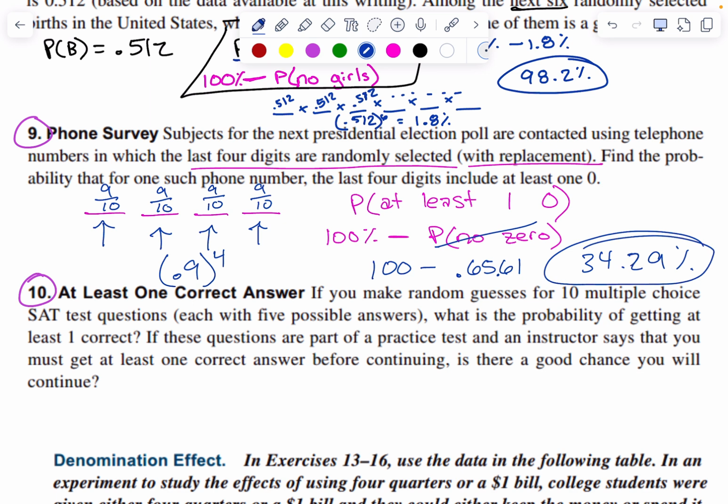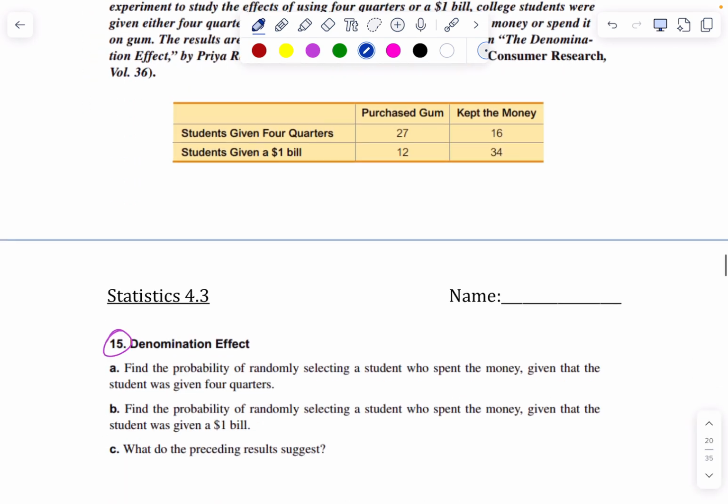34.39, you're right. Is that fine? Sure, that's fine. 34.39%. So when they say at least 1, you do the opposite of that and subtract the probability of nothing happening, of no zeros happening. Good. Just turn it in. You're done? Yeah. Look at you go.